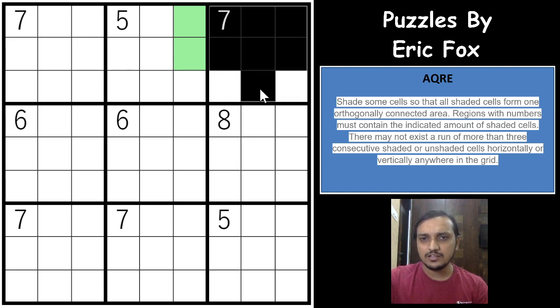So if you see here, now for the 7, out of these 3 cells, 1 cell will have to be shaded, right? We are not sure which cell, but whichever cell is shaded, the cell below it will have to be unshaded. So if it is this cell, this would have to be unshaded. If it is this cell, then this, and if it is this cell, then this, because you cannot have more than 3 continuous shaded cells.